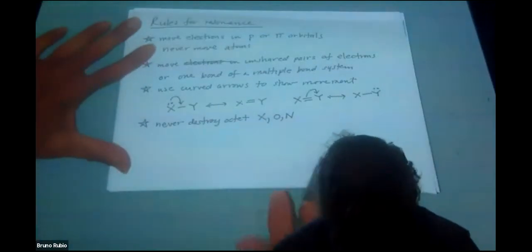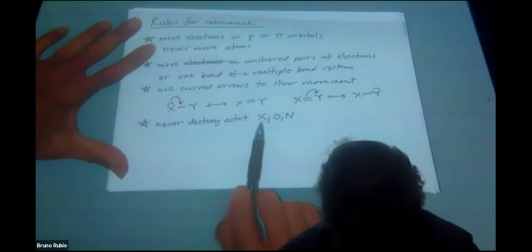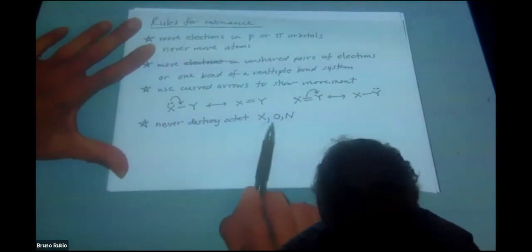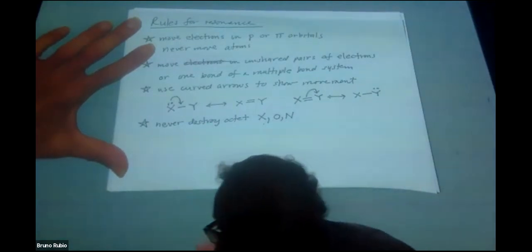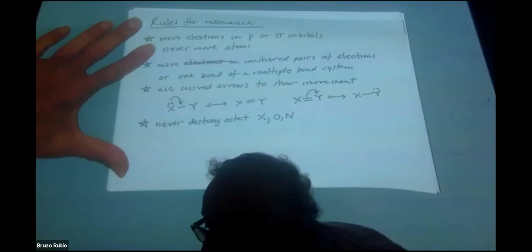Organic chemistry is the chemistry of the compounds of carbon. See how carbon isn't in this list? You can destroy the octet of a carbon atom because carbon is not that electronegative.